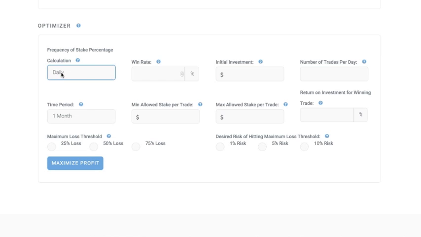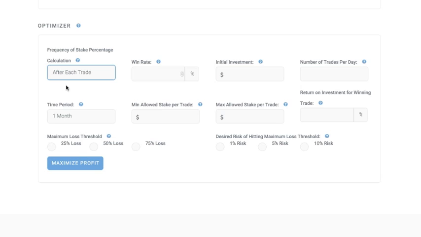With this, I'm always going to recommend that you select after each trade. And what that means is that you are calculating the amount that you want to stake every trade after each trade. This does not mean that you are changing your strategy at all. You are fixing a percentage and you're keeping that flat always.